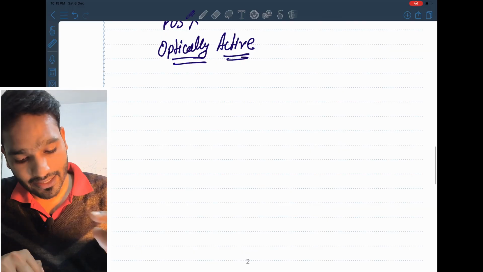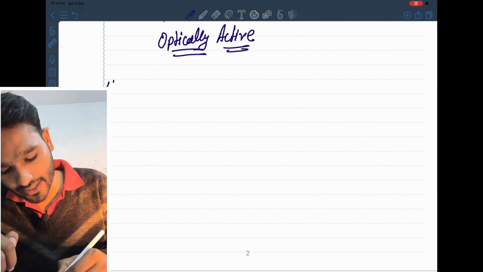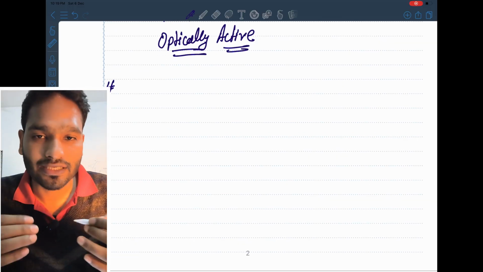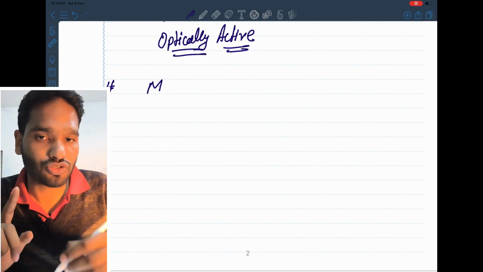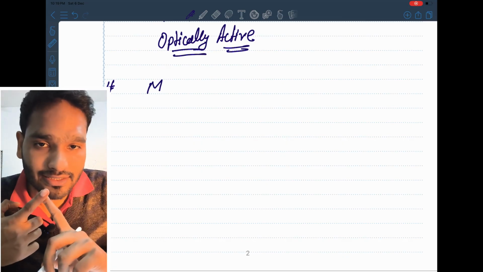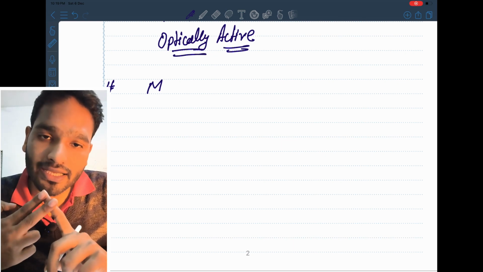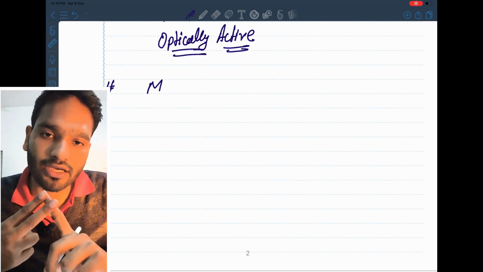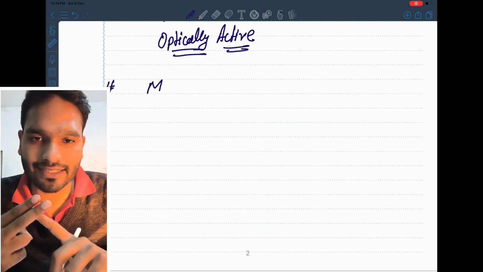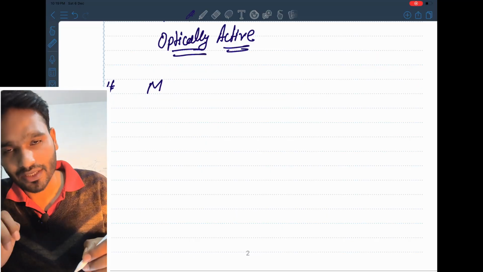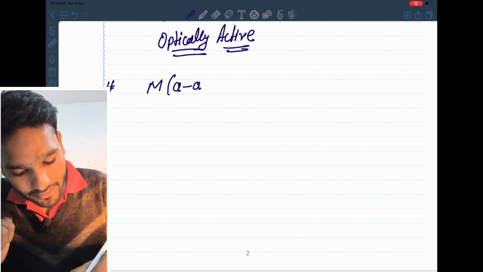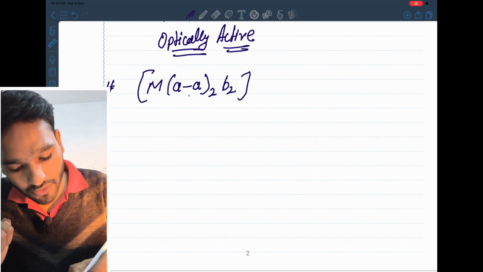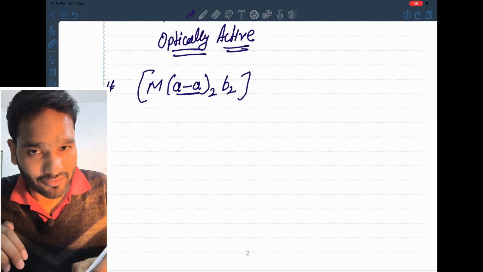Okay, the next type of coordination complex I will be discussing is one having a bidentate ligand. Bidentate ligand means denticity will be 2. So it will be connected to the metal with two donor sites, which might be different or might be the same. So I'm having M(AA)2B2. For this ligand the denticity will be 2.